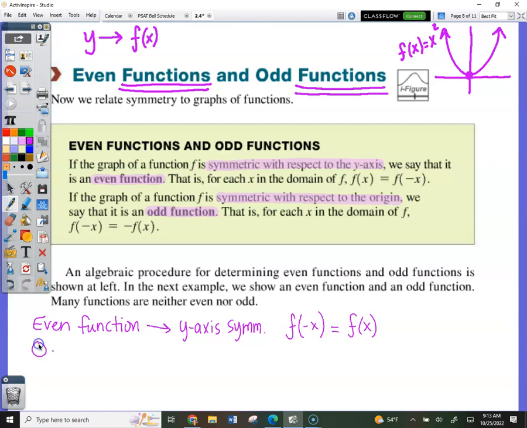Odd function. If you have an odd function, it means that it has origin symmetry, which means you're turning the image 180 degrees, holding your pencil down on the origin.